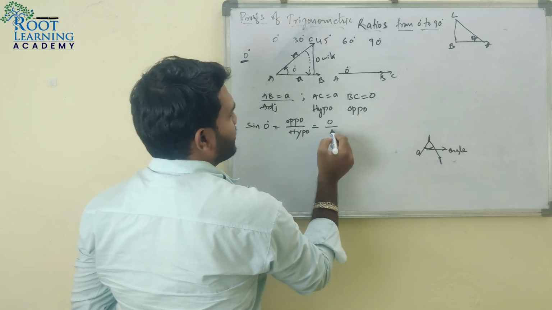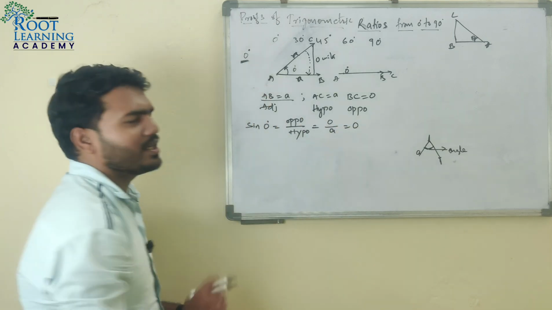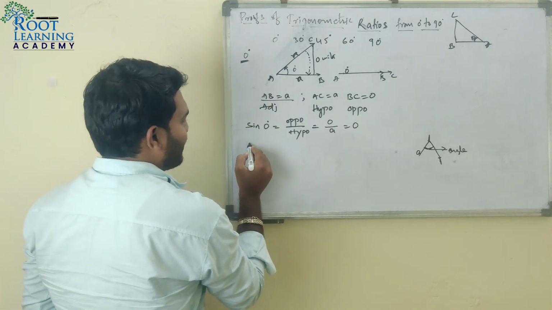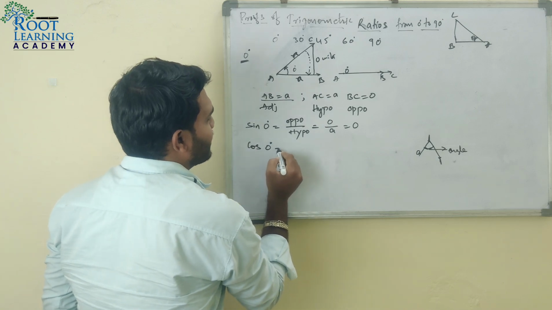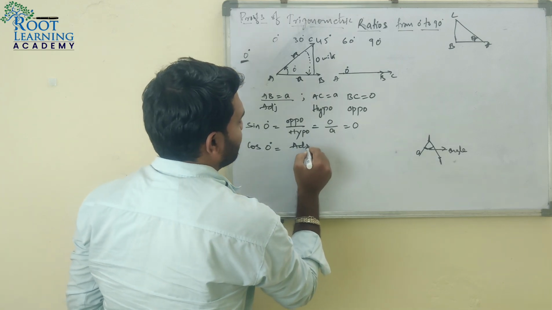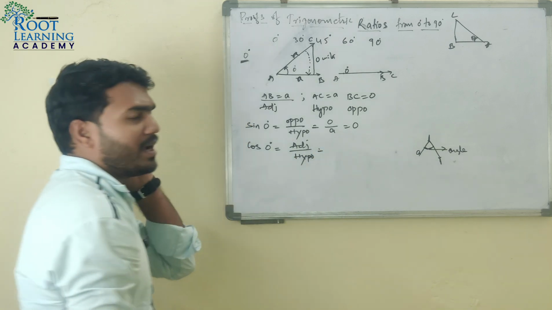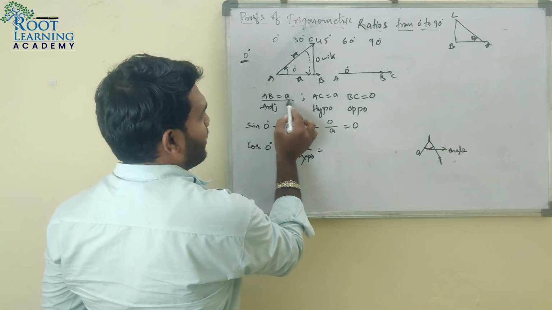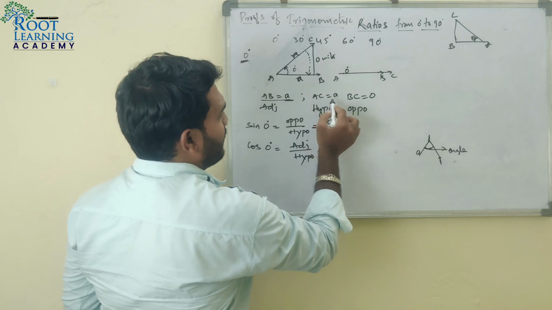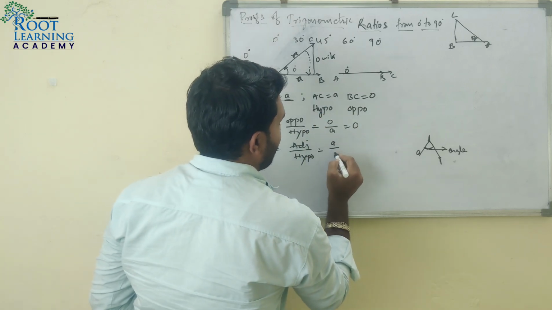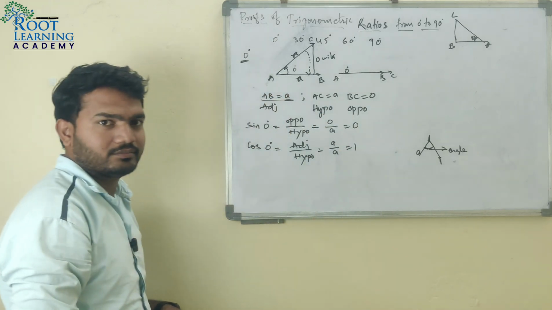0 by hypotenuse side is what? A. That is equal to 0. So sine 0 degrees is equal to 0. Similarly, cos 0 degrees is equal to adjacent by hypotenuse side. So what is adjacent here? A. And hypotenuse what? A. So A by A, that is equal to 1.